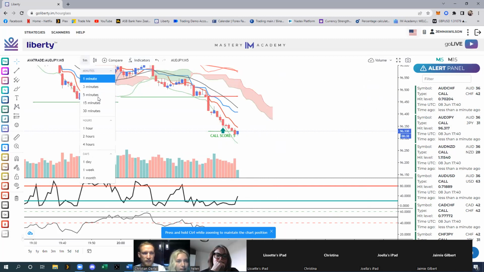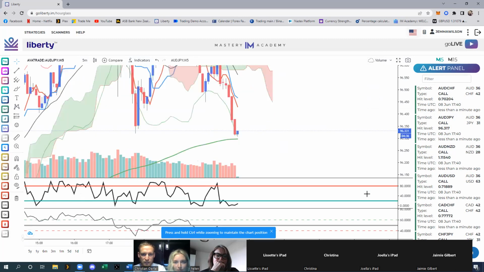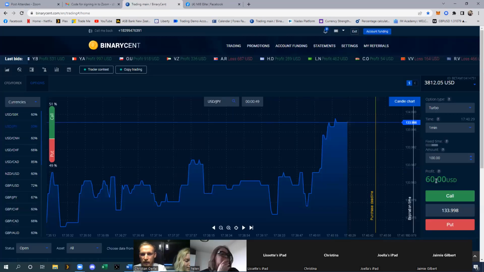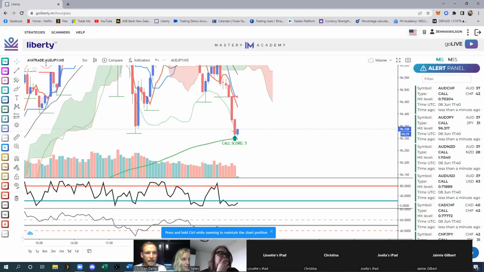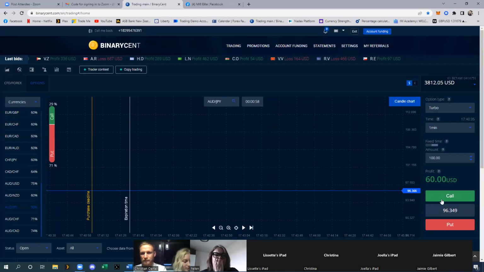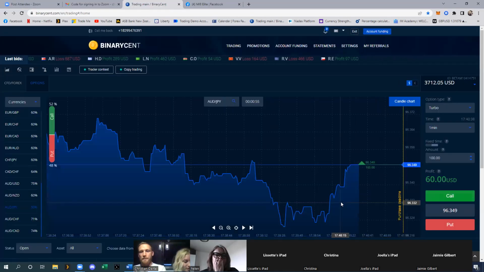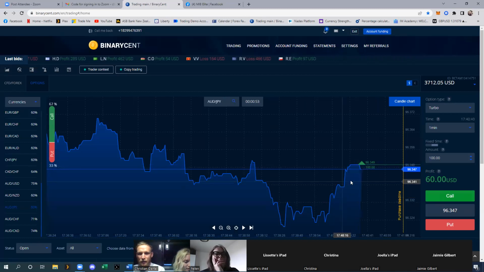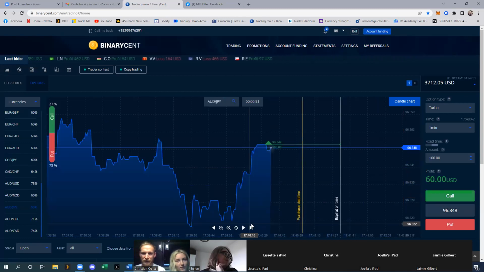A bit of volume coming in off the 1 minute. Oh, bit of volume coming in on the 5, and so we're going to take this trade. Oh shoot, what is it? It's AUDJPY. Now I may have gotten in a little bit late on that one, but let's see if it keeps moving.